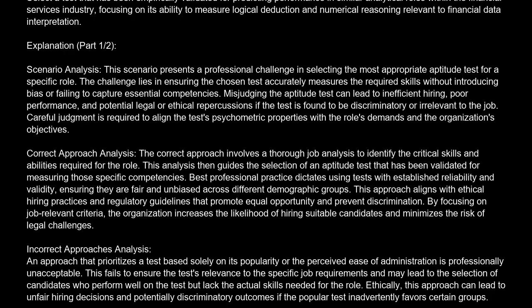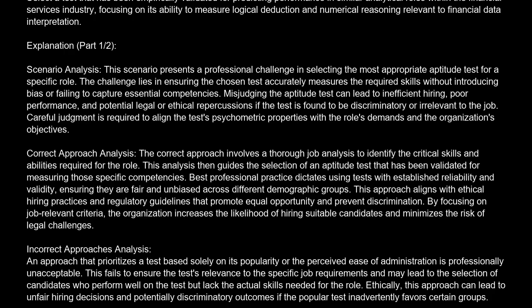Correct approach analysis. The correct approach involves a thorough job analysis to identify the critical skills and abilities required for the role. This analysis then guides the selection of an aptitude test that has been validated for measuring those specific competencies. Best professional practice dictates using tests with established reliability and validity, ensuring they are fair and unbiased across different demographic groups. This approach aligns with ethical hiring practices and regulatory guidelines that promote equal opportunity and prevent discrimination. By focusing on job-relevant criteria, the organization increases the likelihood of hiring suitable candidates and minimizes the risk of legal challenges.